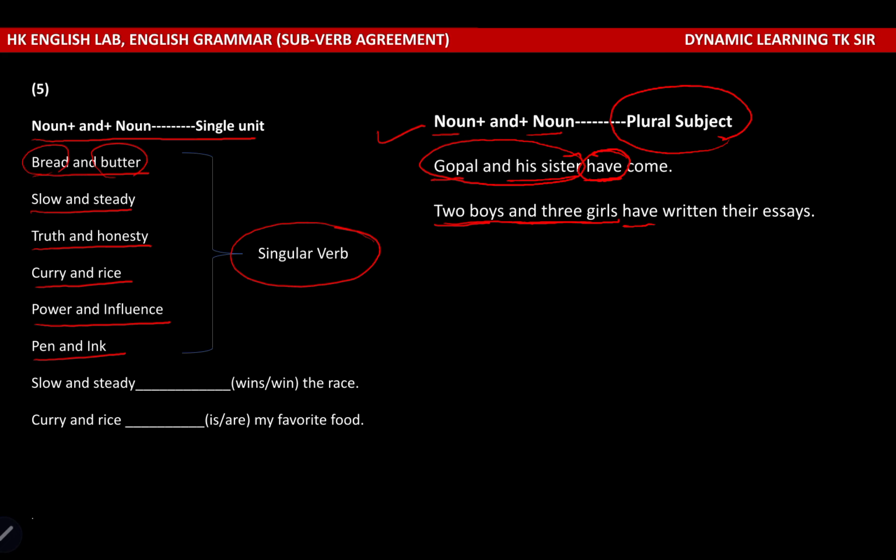So if you got it, then what will the answer be here? Like slow and steady dash the race. Good, good, good, very good. That will be your wins. Why is it wins? Yeah, it means the slow and steady, this is third person singular number. So that win will take s to be singular. Got it? Curry and rice, that's my favorite food. Very good. That will be your is. Is my favorite food. Got it? Okay.